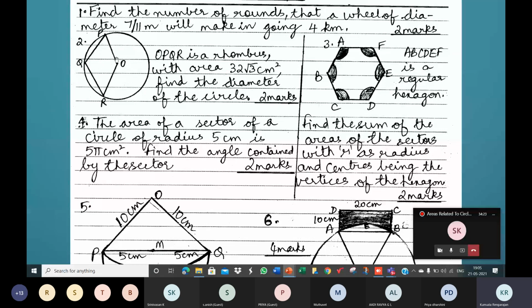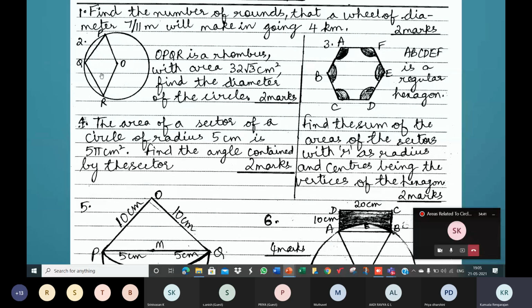So what can you say about triangle OPQ? OPQ is an equilateral triangle. Why? Because OP is the radius, the length of PQ is equal to the radius of the circle, and OQ is the radius. All sides are equal. Equilateral triangle.